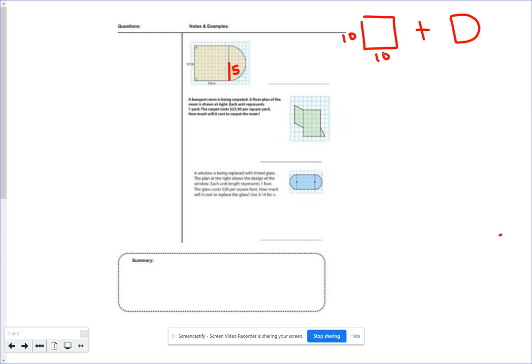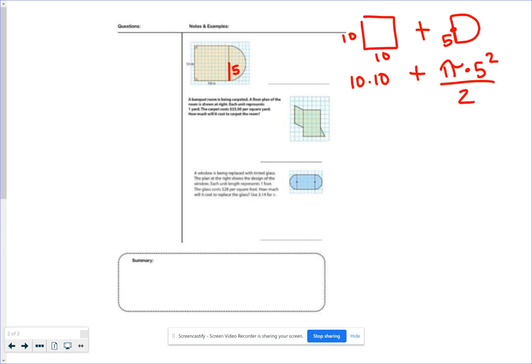So we know that this is 10 by 10. And we know that the radius is 5. That's very important. So how do you find the area? We go 10 times 10 here plus pi times r, which is 5 squared. But then we're going to divide all of that by 2.